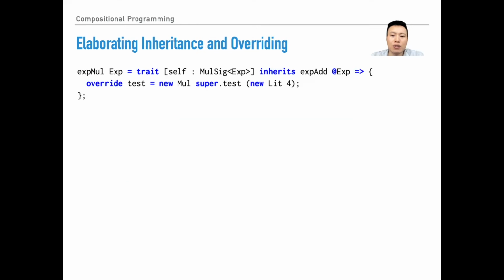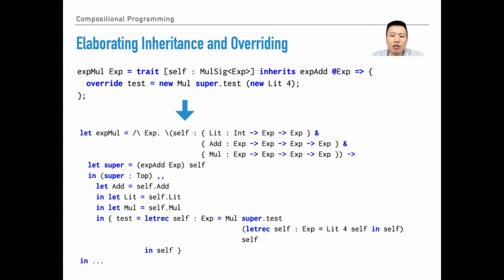A trait with an inherits clause is elaborated into a merge of super and its body. Overriding is achieved by inserting a type annotation to super. The type annotation is computed by excluding the overridden methods from the type of the super.